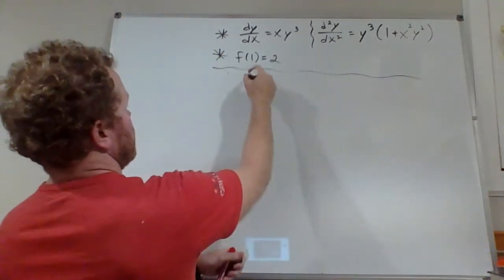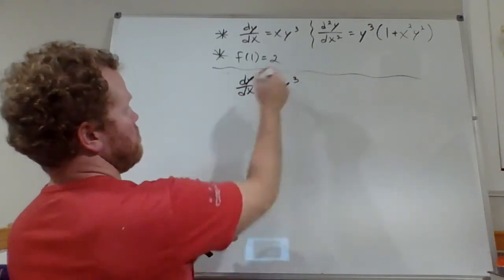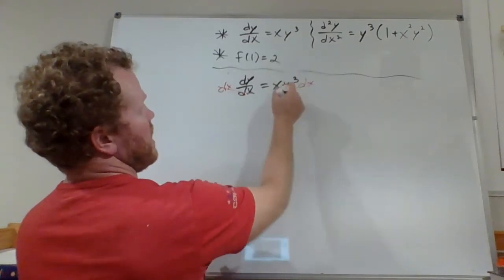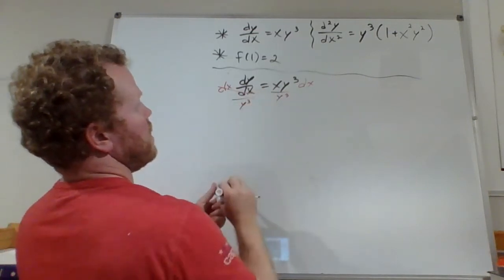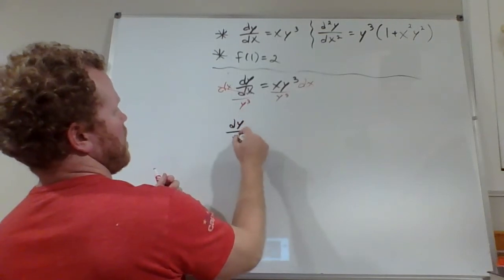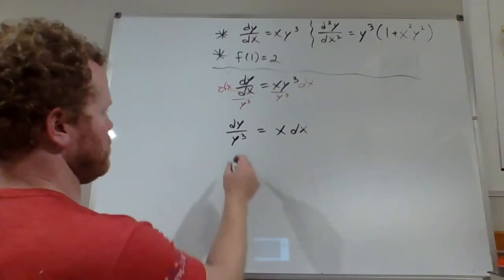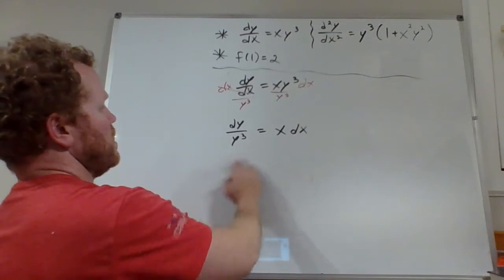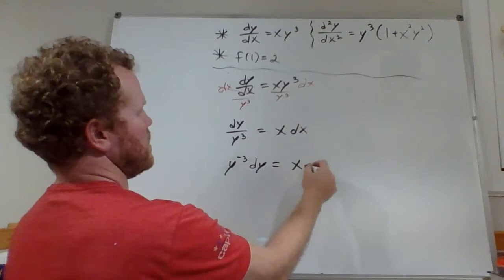So I would multiply both sides by dx, and then I'd divide both sides by y cubed. And then you should get to the point that you have dy divided by y cubed equals x times dx. Might be easier for you to think of this as y to the negative third dy equals x dx.